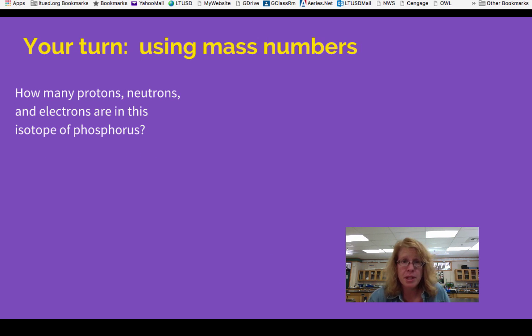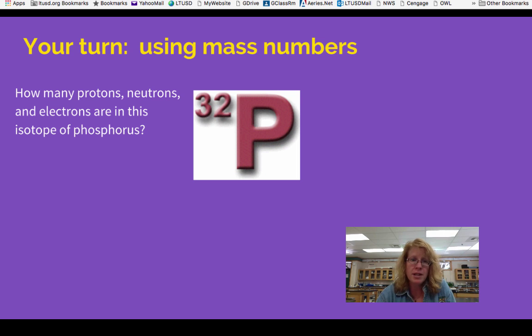All right, let's go in this direction. A little bit harder version of it, but this is a good way for you to practice. I'm going to give you an isotope of phosphorus. Hit pause, and then your job is to tell me the number of protons, number of neutrons, and the number of electrons, all 3, that are found in this isotope of phosphorus. This is the kind of stuff that you need to be able to do on the test. So here it is, phosphorus 32. Now is your chance to hit pause and grab a piece of scratch paper.